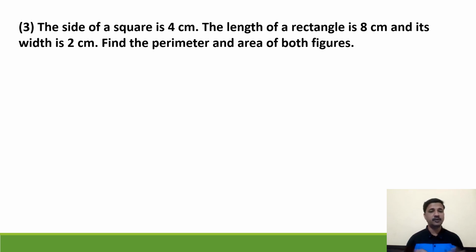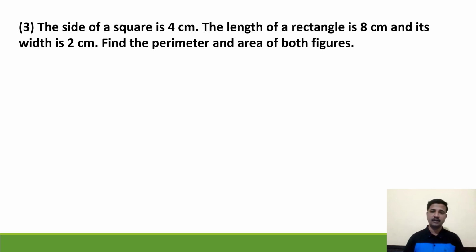Third question. The side of the square is 4 centimeter. The length of the rectangle is 8 centimeter and its width is 2 centimeter. Find the perimeter and the area of both figures. आपल्याला काय करायचं बघा, आपल्याला काय दिलंय? स्क्वेअर पण दिले, रेक्टेंगल पण दिले. स्क्वेअरची साईड किती दिले? 4 सेंटीमीटर. रेक्टेंगलची लेंथ किती दिली? 8 सेंटीमीटर अँड विड्थ इज 2 सेंटीमीटर.